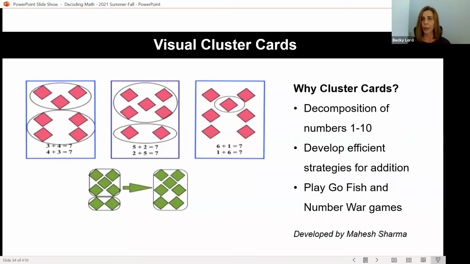You also can play number war. So, addition or subtraction, have kids each flip 2 cards. They have to add them together, or they have to subtract them. Whoever has the larger result wins. You can have them multiply the 2 cards that they flip over.